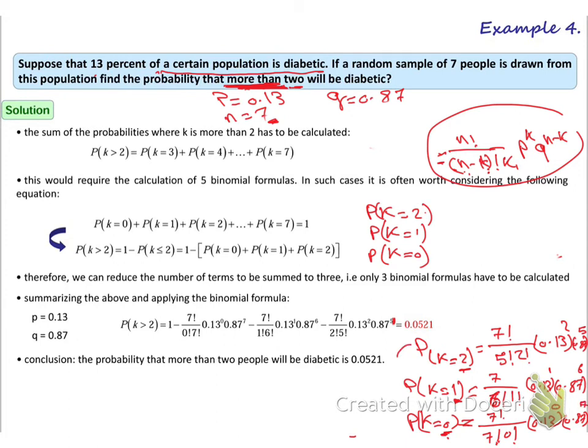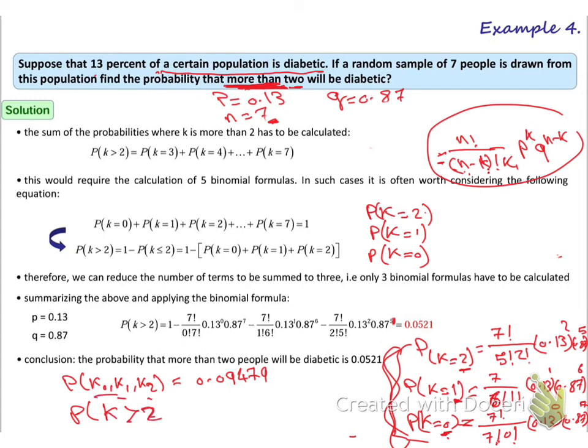So calculate them on the calculator. I get the probability of all of them. So the probability of k equals 0, k equals 1, k equals 2 all together, if I add them up, the probability of these 3 will be 0.9479. So the probability of k greater than 2 means anything other than these 3, because it's not equal. So 2 is included here, okay? Greater than 2 will be 1 minus this probability.